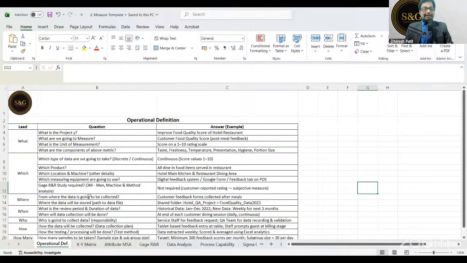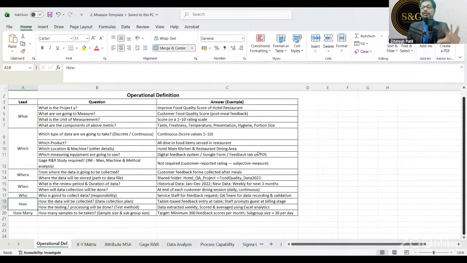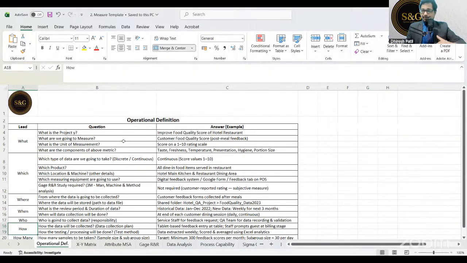Now in the measure phase, the first one is operational definition. What is operational definition? In the measure phase, we collect the data, right? So before we collect the data, we define what data is to be collected, from where, when it should be collected, who will collect the data, how that data should be collected, how much data has to be collected, all these things. So this has been given as a template with an example. Sample answers are given so that you can refer to them.